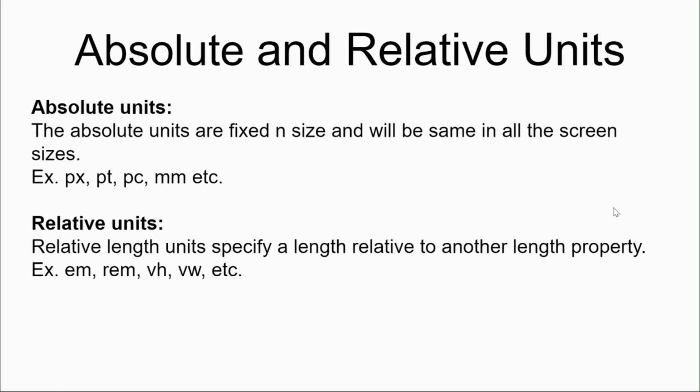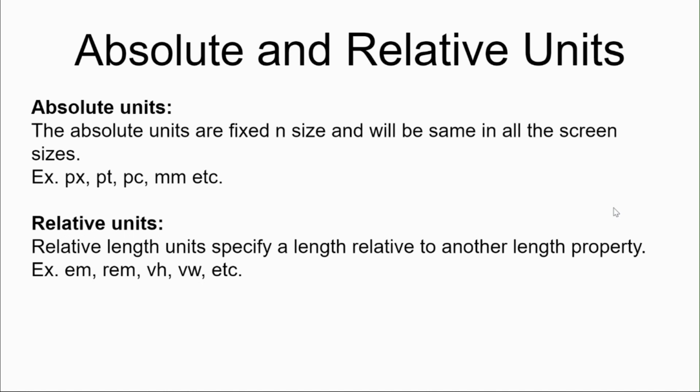In CSS, there are two types of units. The first one is absolute and the second one is relative. Absolute units are fixed in size and are the same on all screen sizes. So let's say you have defined a div with a width of 16 pixels, then that div appears to be 16 pixels on each and every screen size. It doesn't matter whether the screen is large or small, it is going to appear 16 pixels wide. Examples of absolute units are px, pt, pc, mm, etc.